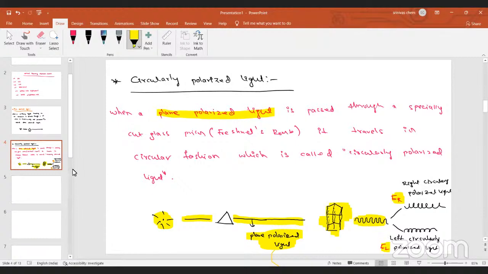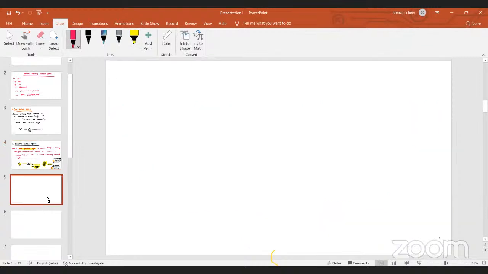So see the next page. So E, circularly polarized light, E equal to ER. What is ER? Right circularly polarized light, plus EL, left circularly polarized light. Therefore, E equal to ER plus EL.